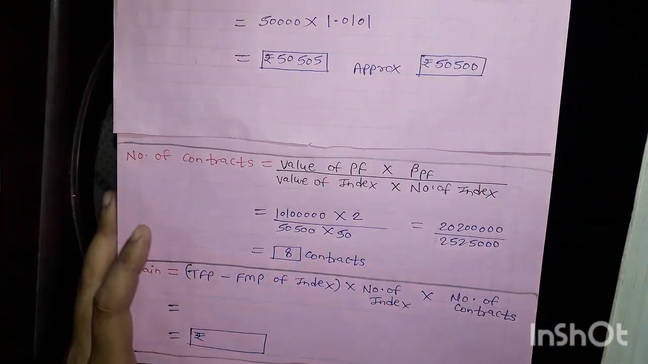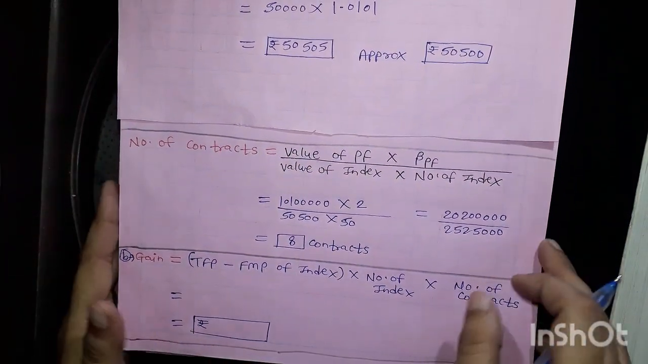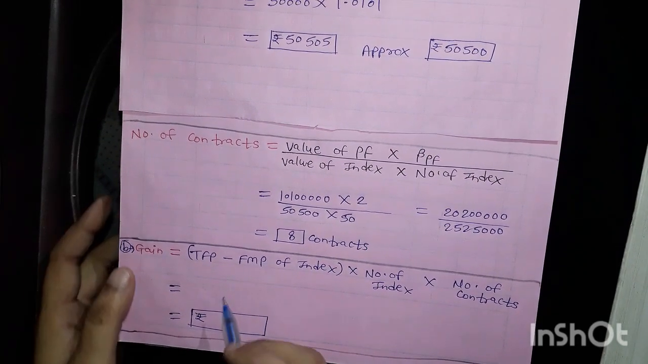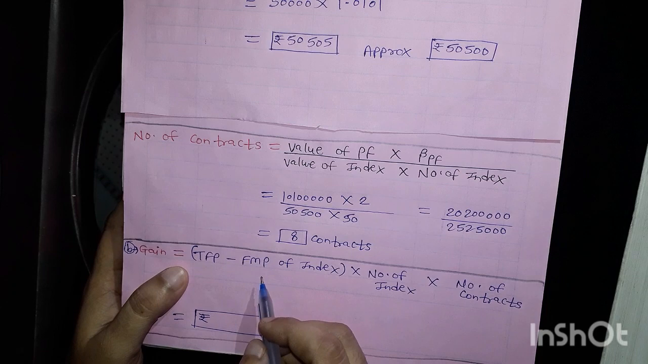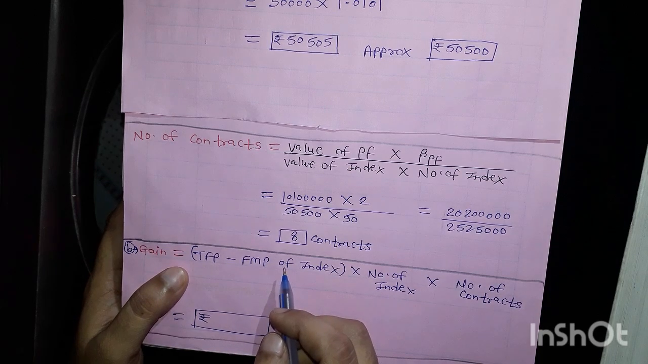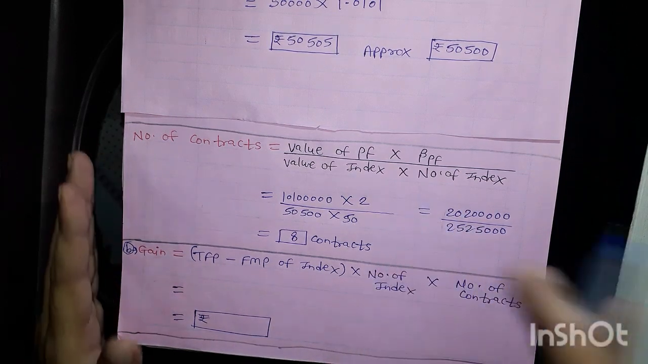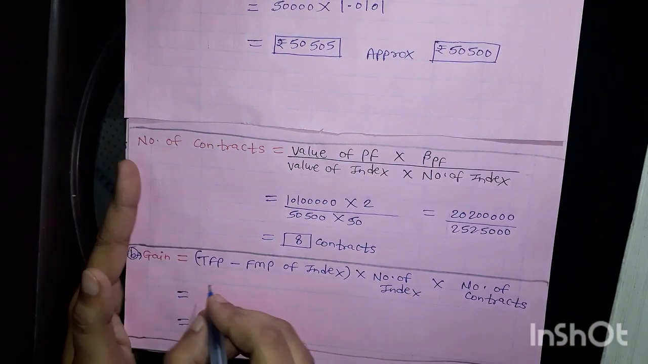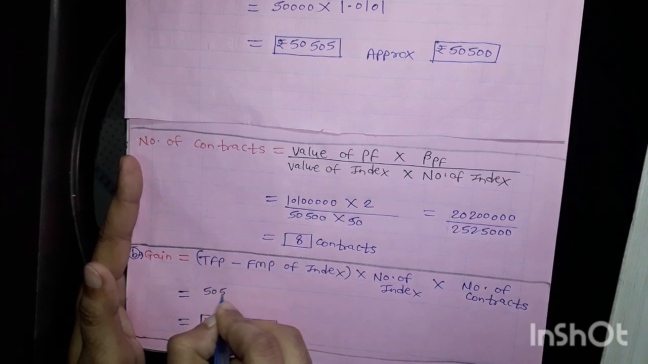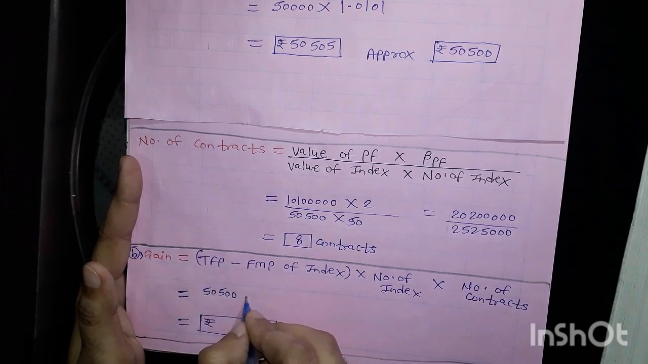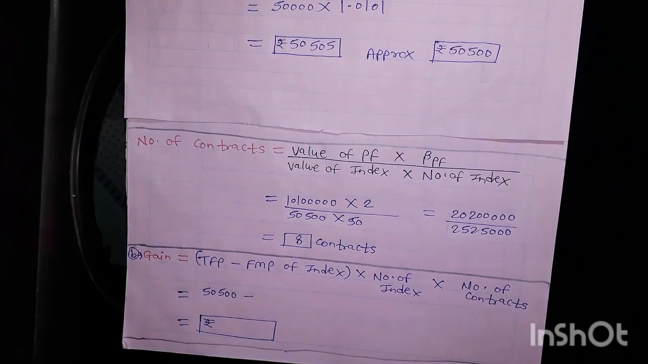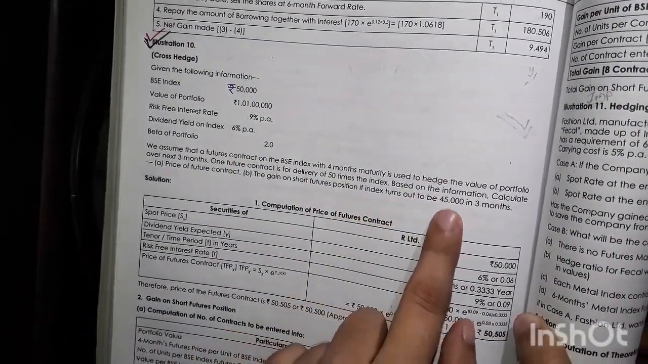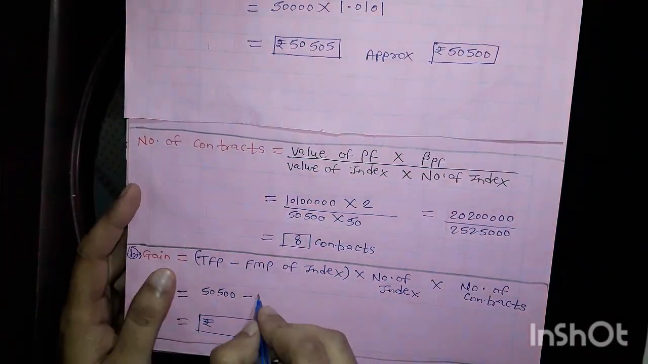Okay. So after that, gain, we have to find out the gain. So first of all, theoretical forward price minus future market price of index. Okay, now we are finding the gain. So our theoretical forward price is 50,500. Okay, so 50,500 is my theoretical forward price minus future index price. See, which is given. See, future position if the index turns out to be 45,000. So this is nothing but the 45,000.